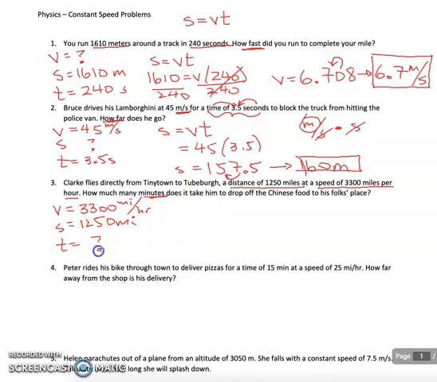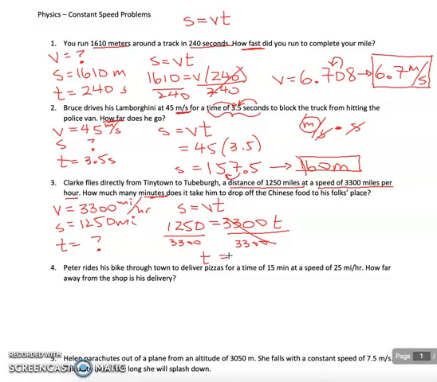So we're asked for a time, but if you notice our units are in hours, we're going to have to convert whatever comes out of our kinematics equation. So we have S equals VT. This is going to be 1250 equals 3,300 T. Now we're going to divide both sides by the 3,300. Divide both sides by the 3,300. This will cancel. T is left alone. And using our calculator, 1250 divided by 3,300.